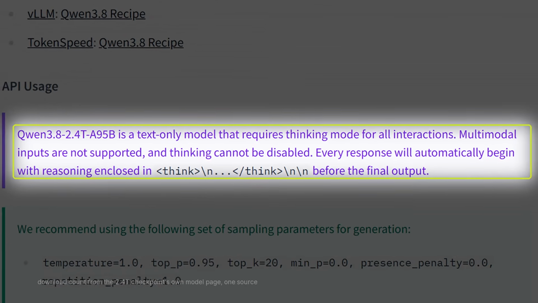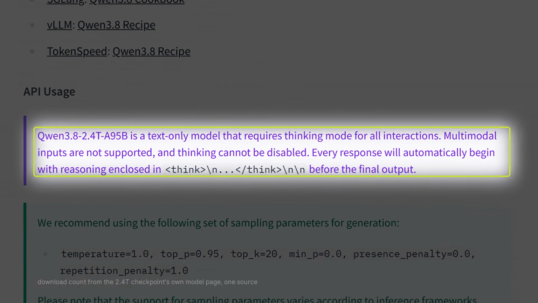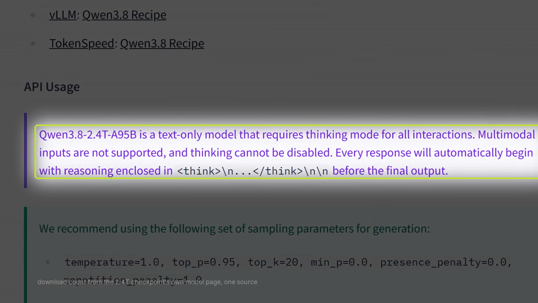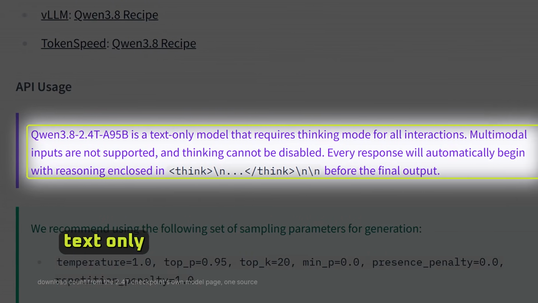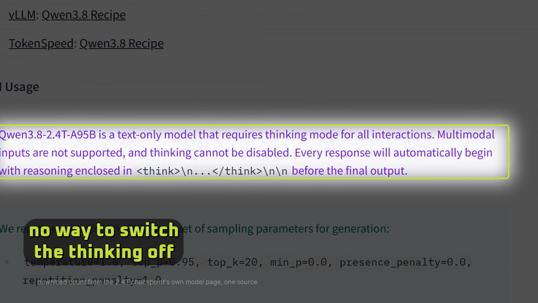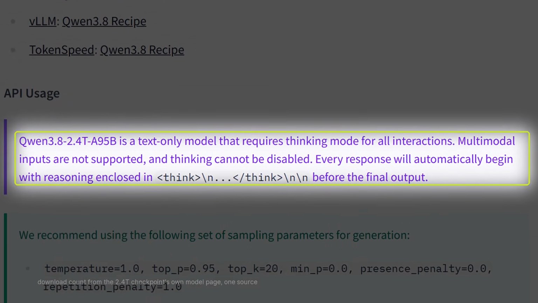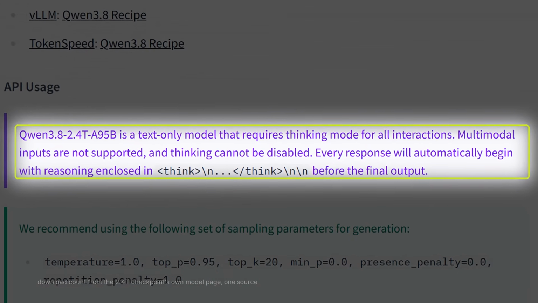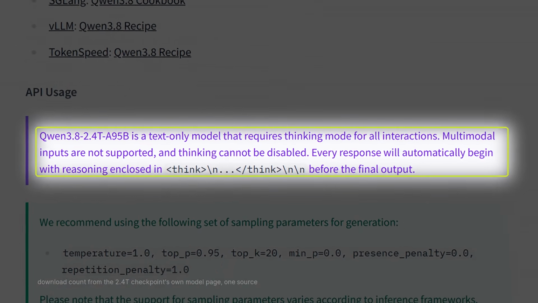The open 2.4 trillion checkpoint pulled just over 6,300 downloads in the month before this recording. What you get for that is text only. No images, and no way to switch the thinking off. Those weights are open in the sense that they exist, not in the sense that anyone is running them.